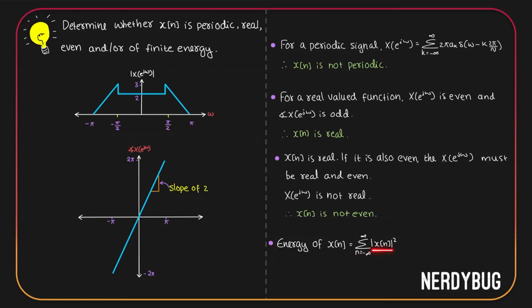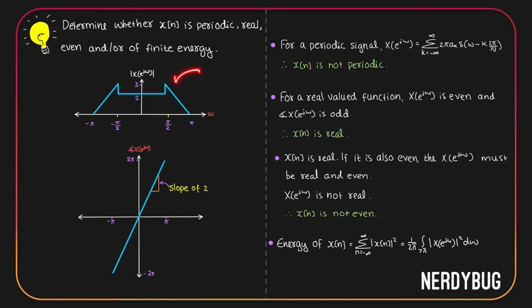Now we know the energy of a signal x[n] is given by the summation from n equals minus infinity to infinity of the magnitude of x[n] squared. But according to Parseval's theorem, we can find it directly from the Fourier transform also. It will be equal to 1 by 2π times the integral over one interval of 2π of the magnitude of X(e^{jω}) squared dω.